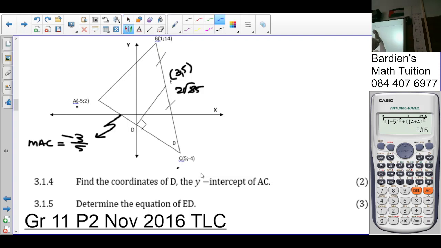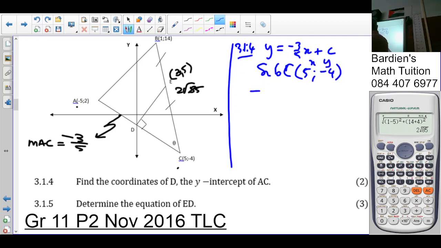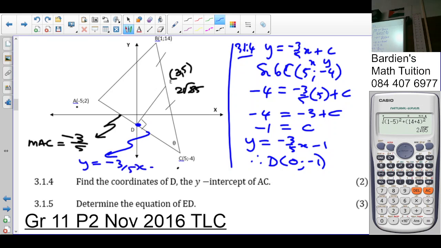So 3.1.4, it will be y is equal to minus 3 over 5x plus c. This was in the case of y is equal to mx plus c. So we'll substitute the point that's lying on this graph. Let's go with C. We substitute C, which is (5, -4). That's the x and the y. So negative 4 is equal to negative 3 over 5 times 5 plus c. So that's negative 3 plus c is equal to negative 4. c is negative 1. So y is equal to negative 3 over 5x minus 1. From here we can extract that D will be (0, -1). The equation of this line is y is equal to negative 3 over 5x minus 1.